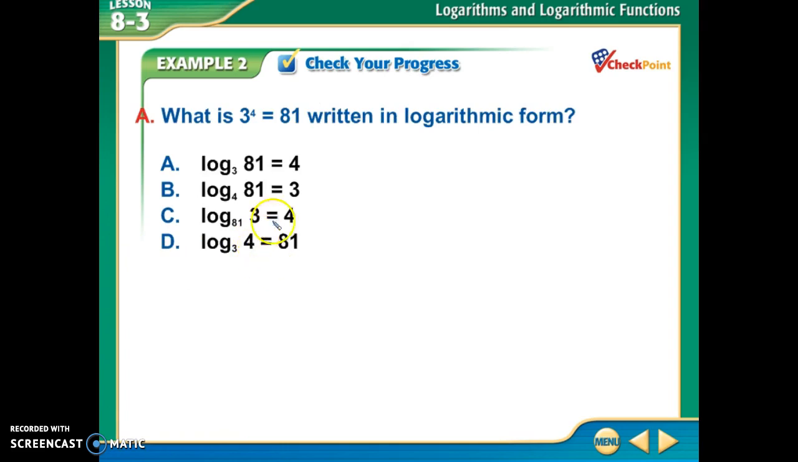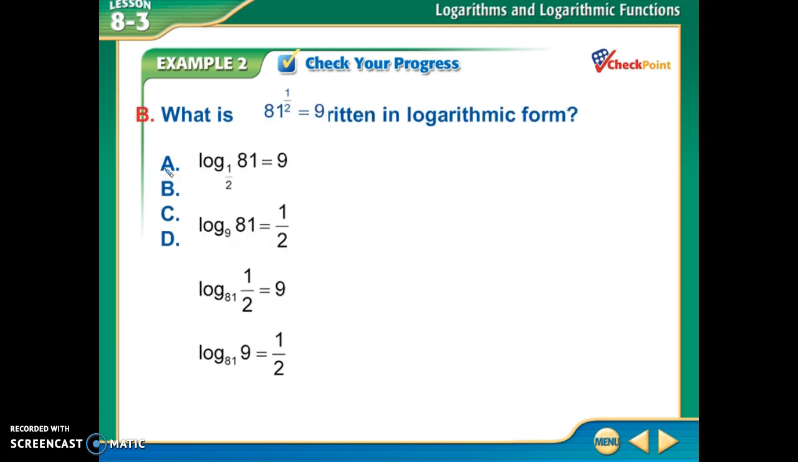Now I'm in exponential form and I want to go back to logarithm. So I have my base. So it's log base 3, go around the world, of 81 equals, we come back, 4. So log base 3 of 81 equals 4. Then we've got 81 to the 1/2 equals 9. So there's my base. So log base 81 around the world of 9 and back equals 1/2. So log base 81 of 9 equals 1/2.